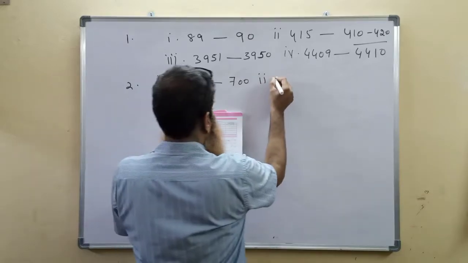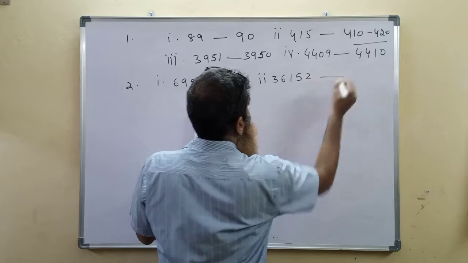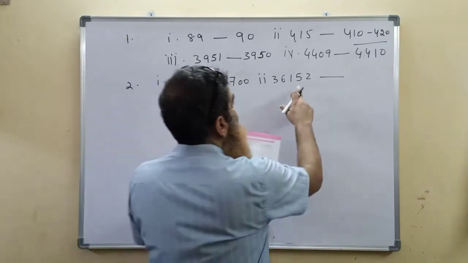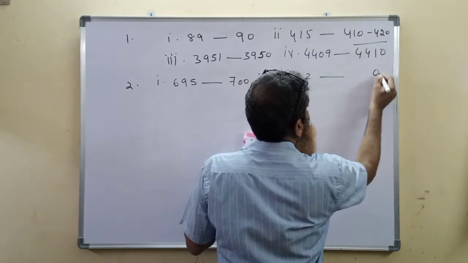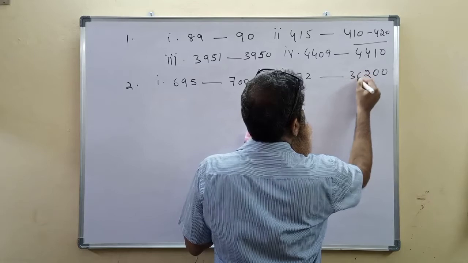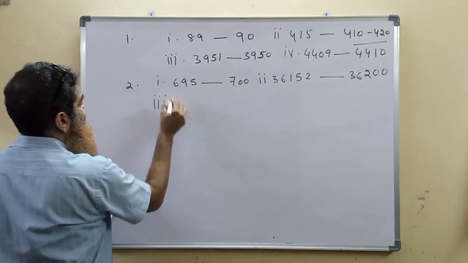The next in the series, second bit, 36,152. It is 52, so the nearest hundred for 152 is 200. That is 36,200.